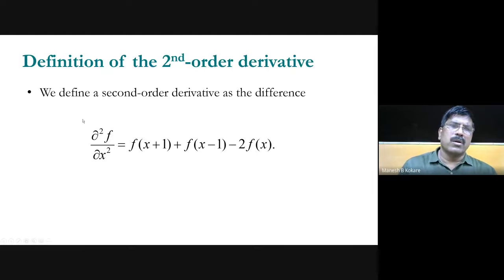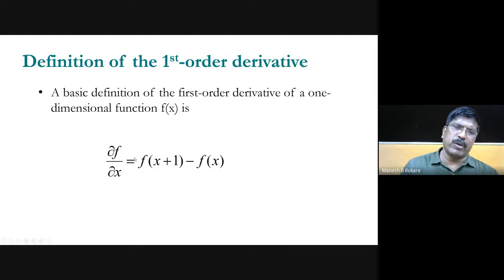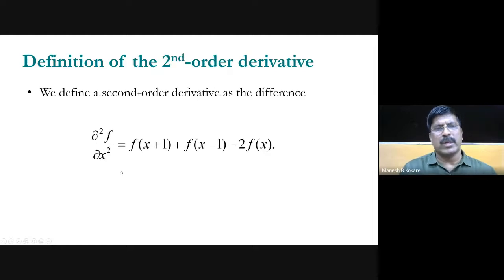Now for the second derivative, we are taking the derivative of the first derivative, with respect to x only. So ∂²f/∂x² is given by f(x+1) plus f(x-1) minus twice f(x). This is the equation of the second derivative as a second difference.